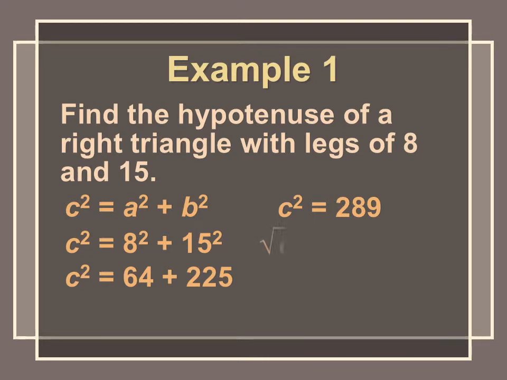The last step is to take the square root of both sides. So we have the square root of 289, which is one of the perfect squares that you should have memorized. The square root of 289 is 17, which tells us that C, the hypotenuse, is going to be 17.